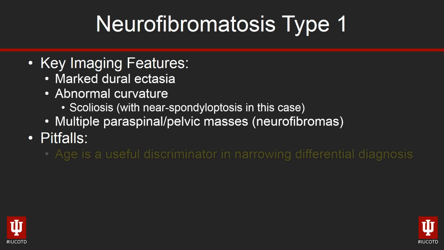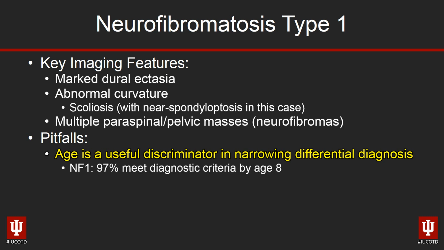A couple of pitfalls to keep in mind. I think that age can be a very helpful discriminator when you approach these NF1 versus NF2 versus schwannomatosis patients. It's something that I like to teach our residents here. And that's because, as I said before, about 97%, so virtually all patients who have NF1 will meet diagnostic criteria by the age of 8. So it's really a diagnosis of the first decade of life.